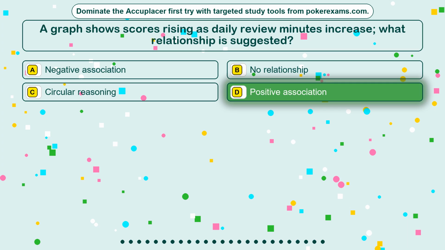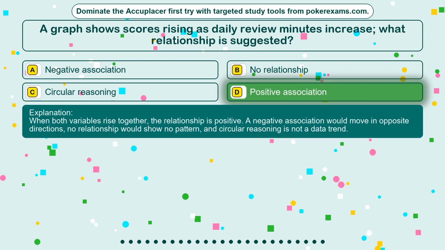The correct answer is option D, positive association. When both variables rise together, the relationship is positive. A negative association would move in opposite directions, no relationship would show no pattern, and circular reasoning is not a data trend.